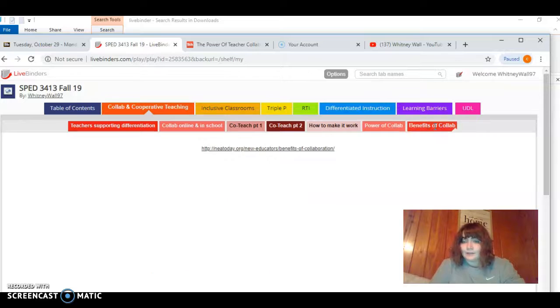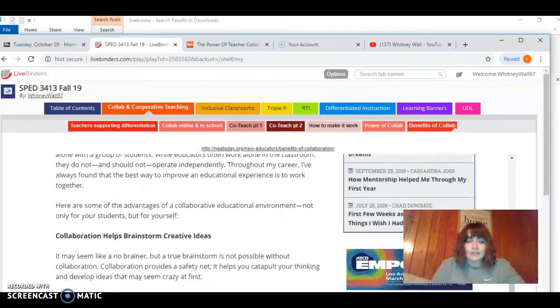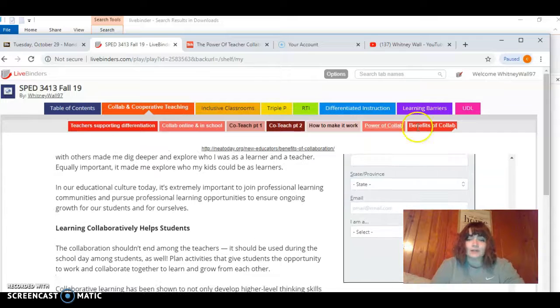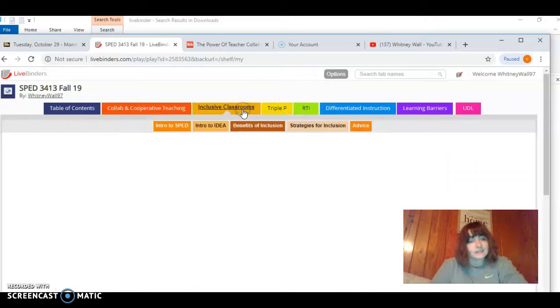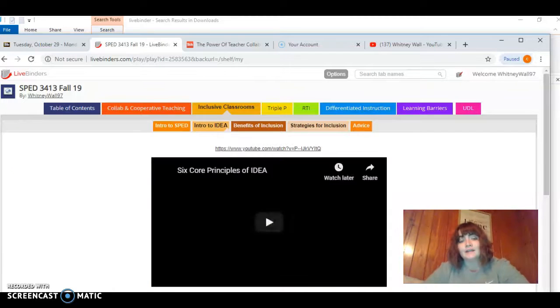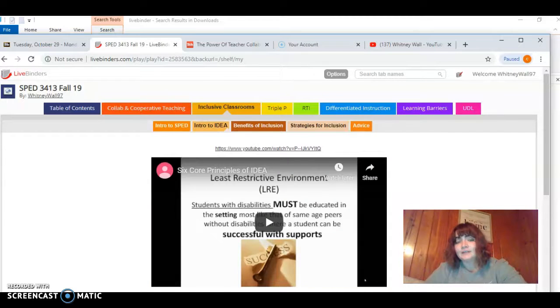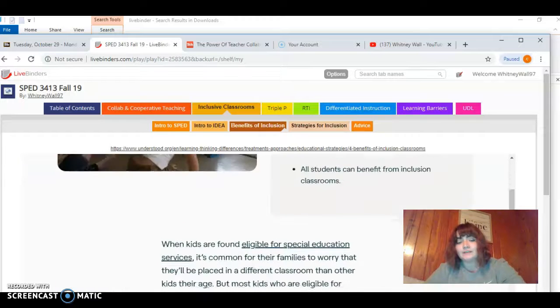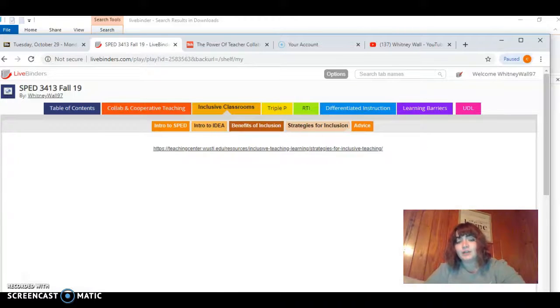Next, I have the benefits of collaboration. Talks about creative minds and teaching you about yourself and helping your students succeed. Then we have inclusive classrooms with the introduction to special education, the introduction to IDEA, the website with the benefits of the inclusion classroom.